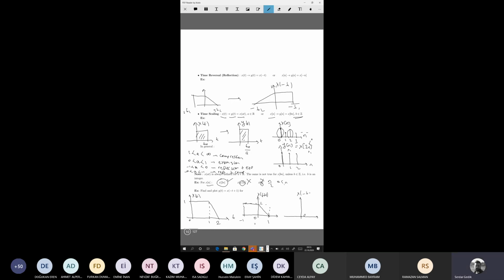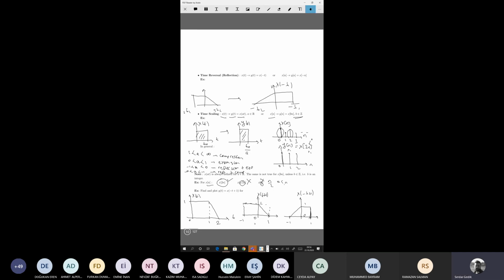X of minus t plus 1. So remember time reversal. Now I will reverse the time of x of t plus 1. So it will be nothing but, here I have minus 1, here I have plus 1. So it will be just the reflected signal. Okay, this is 1. That's it. So the signal will be first shifted, so I obtain x of t plus 1. Then in order to obtain x of minus t plus 1, I take the time reversal.